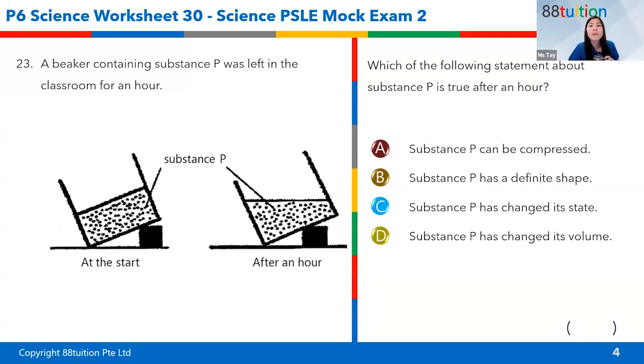The concept, the chapter or the topic is on matter, M-A-T-T-E-R, but the concept that is tested is about changes of state. Changes of state. So C is the answer. What is the state at the start? What is the state at the start?